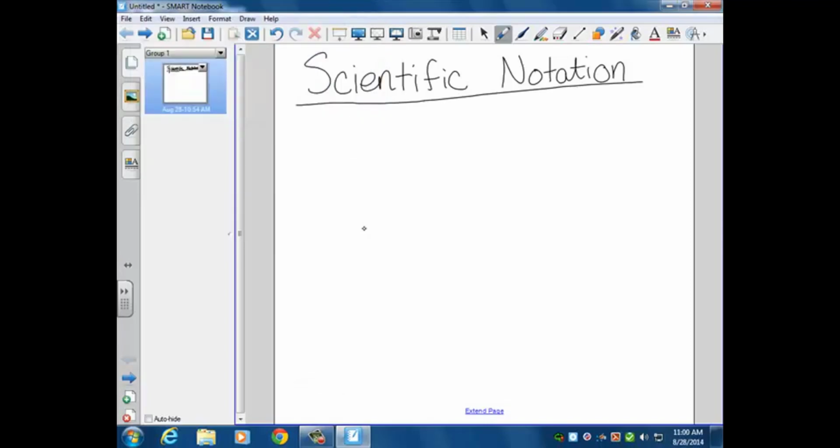So right now I'm going to go over scientific notation, what it is, how to change between a regular number and scientific notation and vice versa. For those of you that will be taking chemistry, this will be very important for you to understand in chemistry class. So what scientific notation is, it's just a way of writing a number.